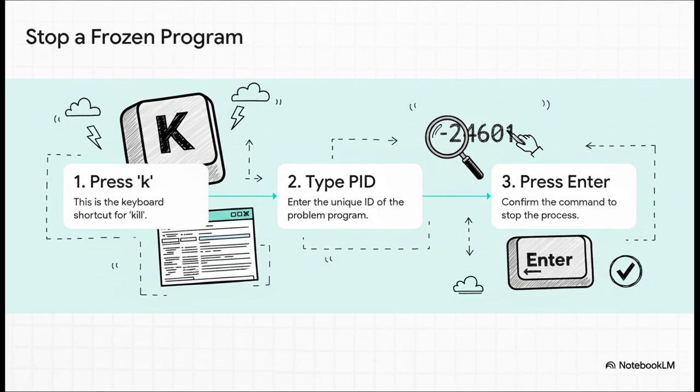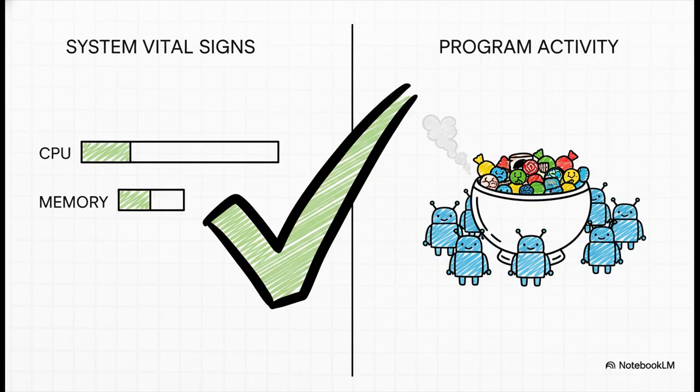Right here inside htop, you just follow these three super simple steps. First, you press the K key on your keyboard. K is for kill. Second, htop is going to ask you for the PID of the process you want to stop, so we just type in our number, 24601. And third, you just hit enter to confirm. That's it. And boom, the second you hit enter, that runaway program is gone.